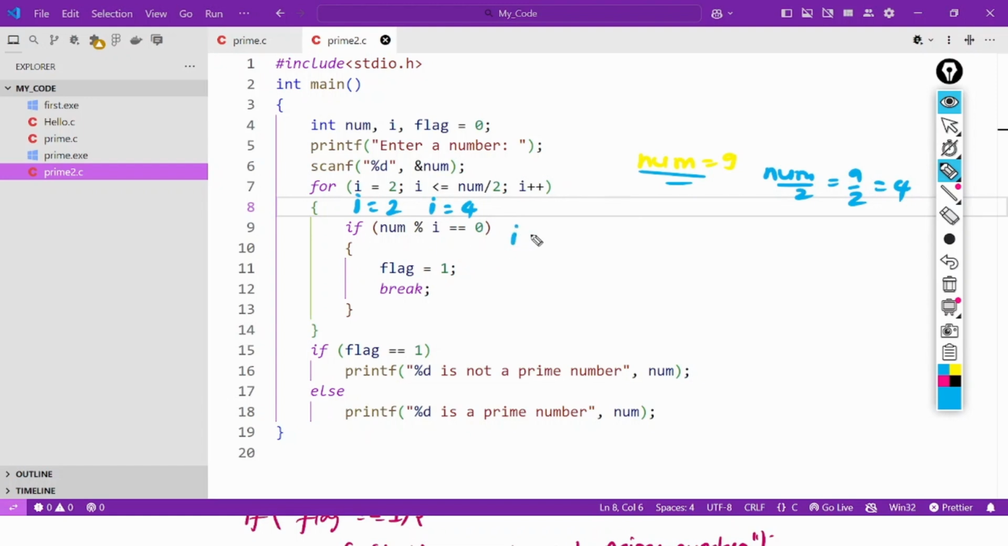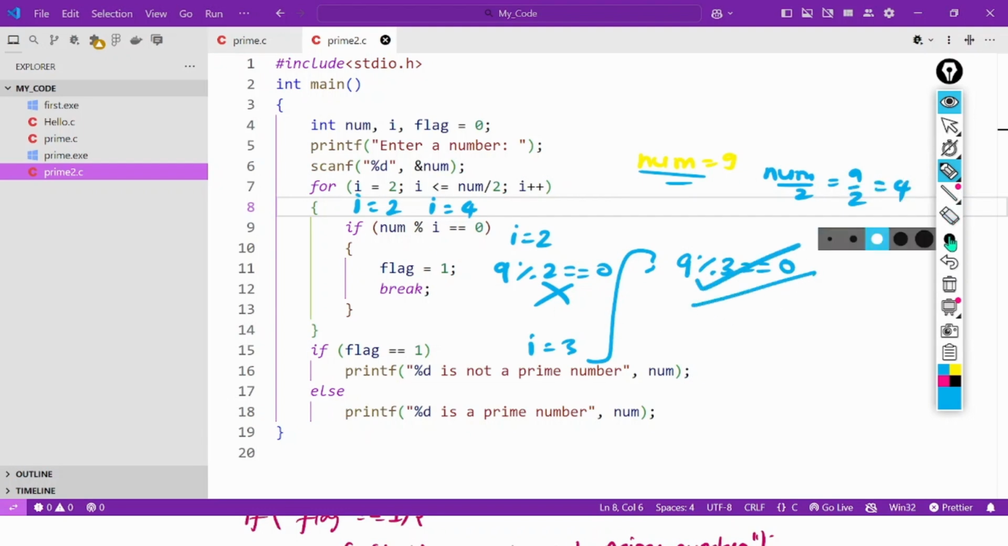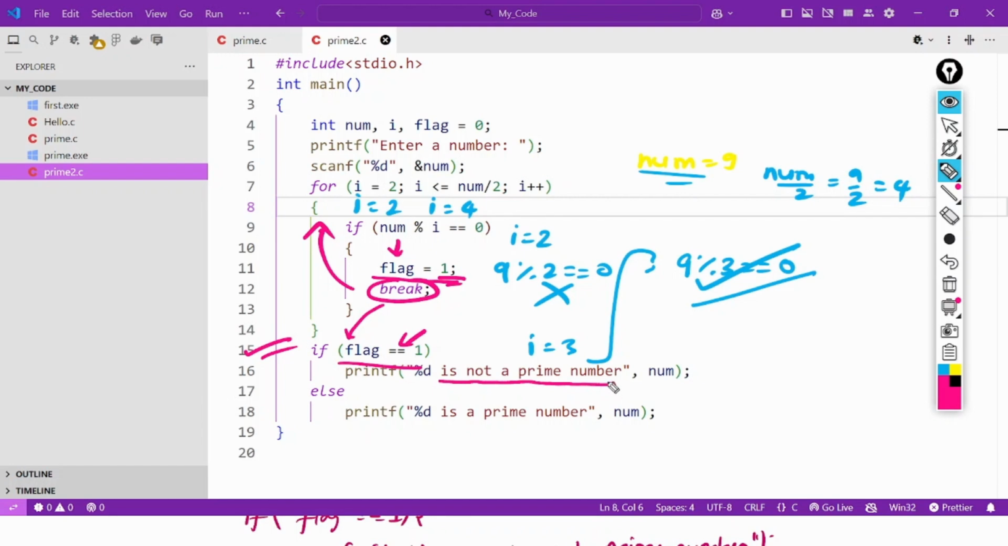Now we'll check for i equal to 2. 9 is not divisible by 2, so there is an increment, i becomes 3 and we go back to the loop. 9 divided by 3 leaves remainder 0. Yes, it is true. That's why it will enter the if block, make the flag value 1 and break the for loop. When the for loop is broken, directly it will come to line number 15 and execute this. Since the flag value is equal to 1, it is going to say that 9 is not a prime number.